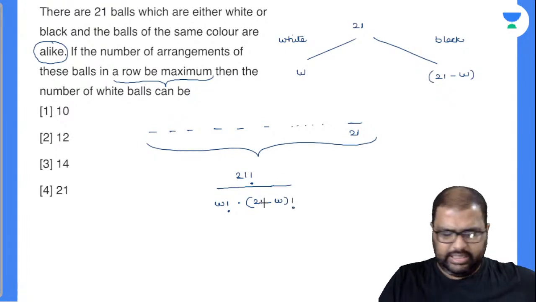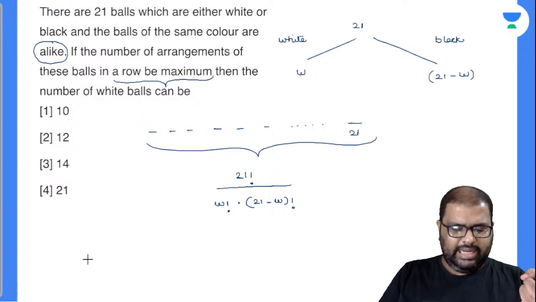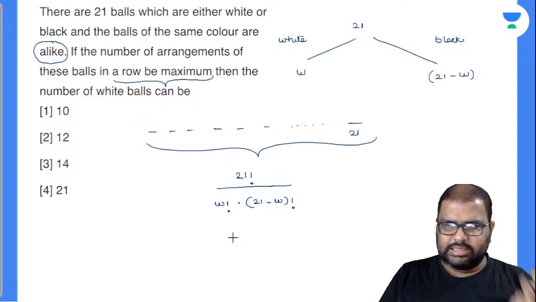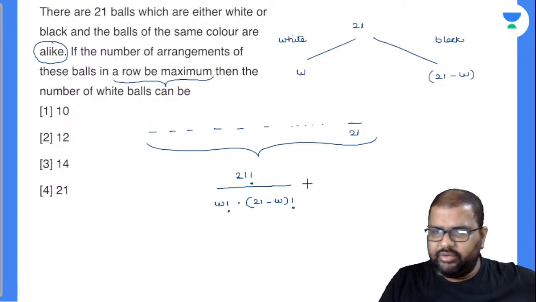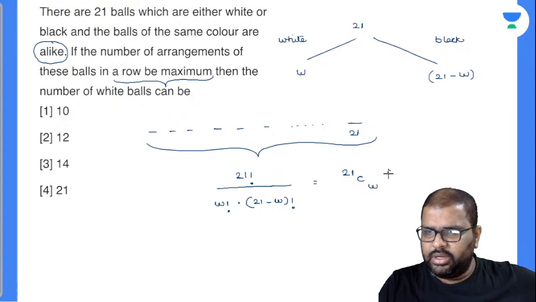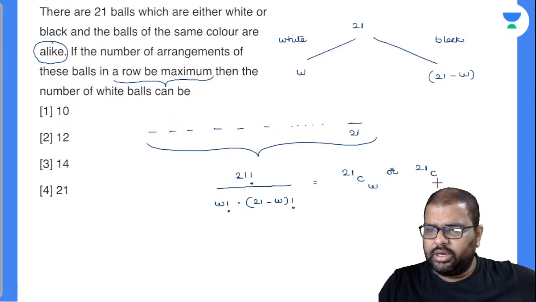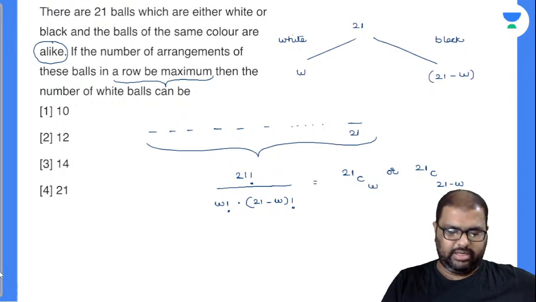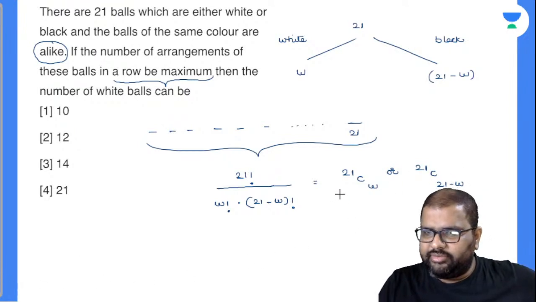Right or wrong? Let us take the word KETTLE. In kettle, 2 E's are similar, 2 T's are similar. Similarly here also. Now if I write down this value, this will become 21C_W factorial, or I can write this as 21C_(21 minus W). Am I right or wrong? Yes, perfect. And you are asked to find this value maximum.